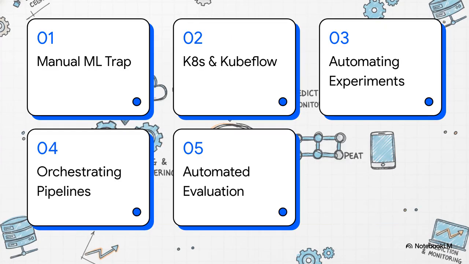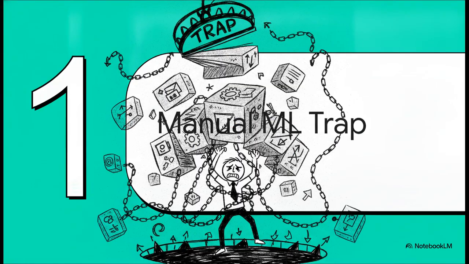So here is our roadmap for today. 5 quick sections: the manual ML trap, Kubernetes and Kubeflow, automating experimentation, orchestrating pipelines, and finally, automated evaluation. Let's jump right in. Section 1, the manual ML trap.